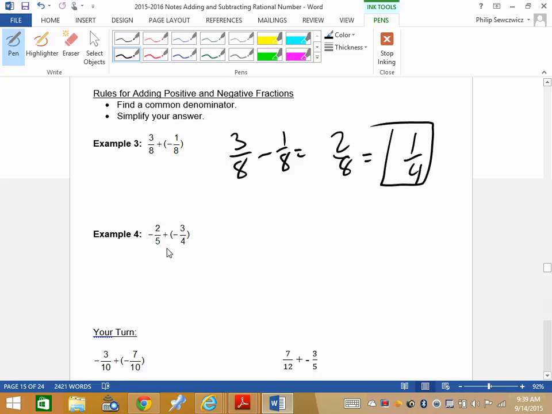Same signs, alike signs, so I do need to add them together. So I'm going to do 2/5 plus 3/4. But again, I know because they're both negatives, my answer is going to be a negative. So I do want to keep that in mind.